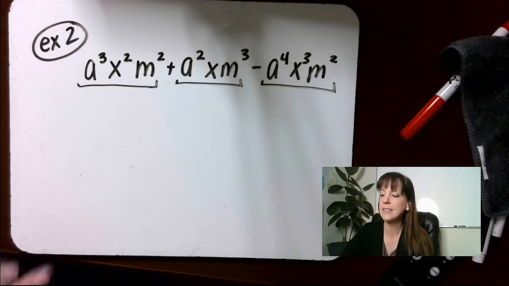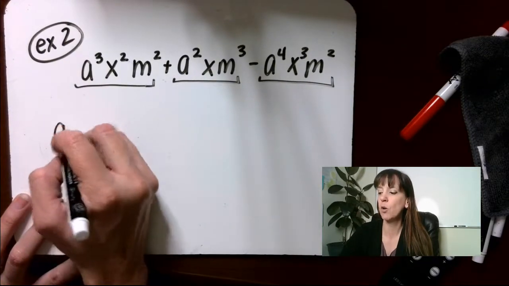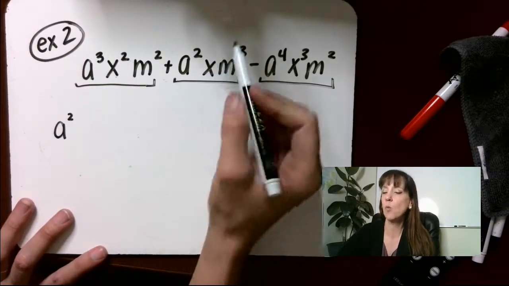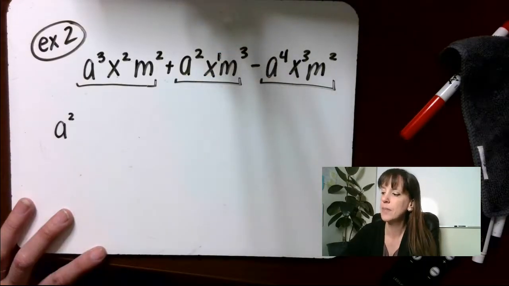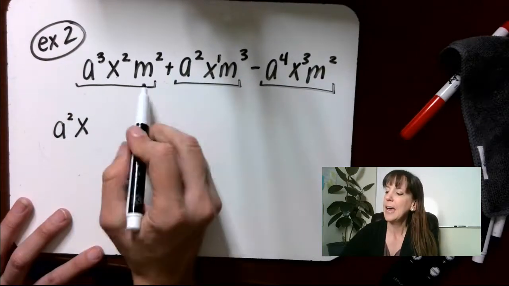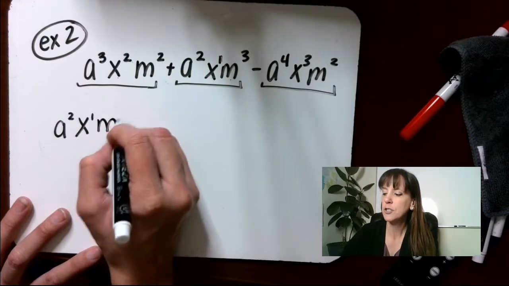Let's start with our a's. There's a squared, a squared, and a to the 4th. The most we have in common are 2, so I can only take out a squared. X's, we have x to the 1, x to the 1, and x to the 3. Remember, it's not x to the 3 just because there's a 3 over there. The most I can take out is 1 x. M squared, m cubed, m squared. The most I can take out then are 2 m's.